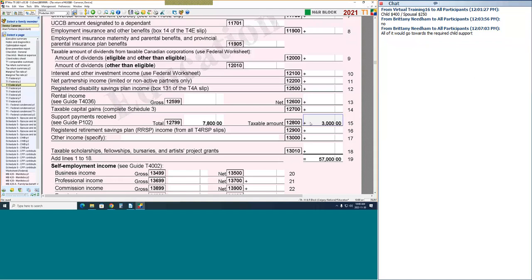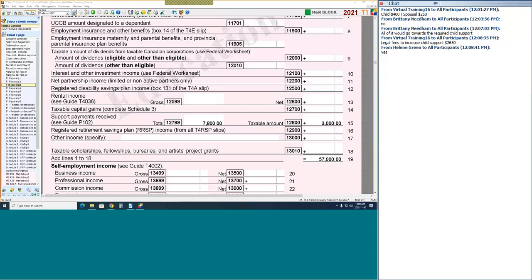Now, what if in the year, I'm going to add some more information, at some point in the year she went to court to increase her child support, and she has legal fees to increase child support in the amount of $2,650. Can she claim that on her tax return? Yes.